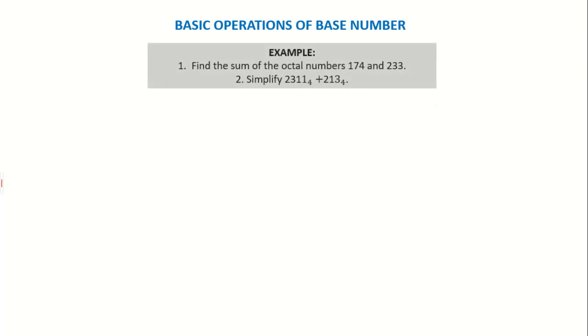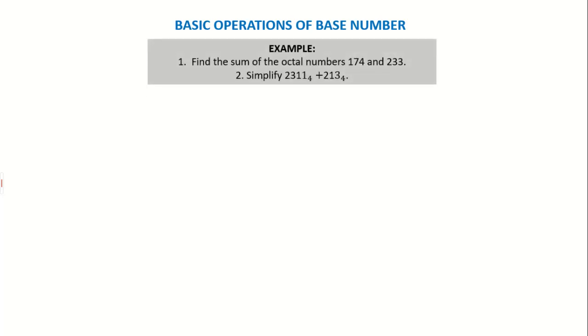So let's take a look at these basic operations of base numbers. The first example says find the sum of the octal numbers 174 and 233. The second question says simplify 2311 plus 213. Now let's take a look at the first one. This is the arrangement.